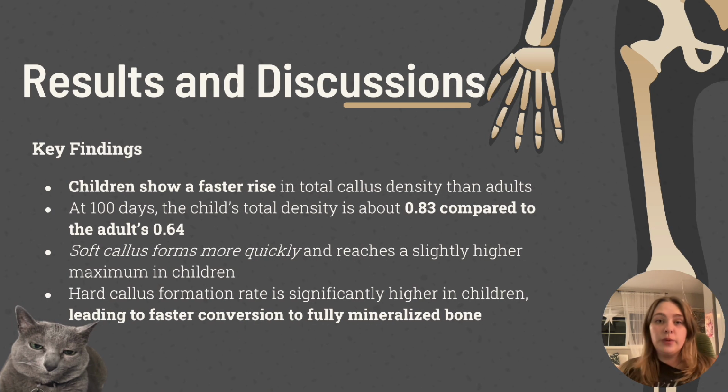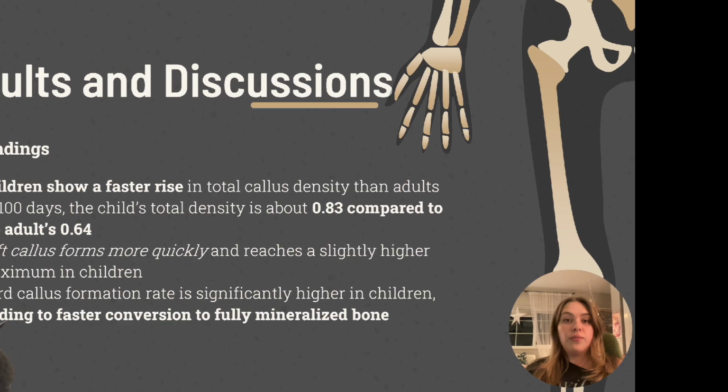As Sean explained, when we compare the healing curves for children and adults, the difference is very clear. By around 100 days, the child reaches a total density of about 83%, while the adult is only at about 64%. A lot of this comes from how the callus types behave. The soft callus, which is the early scaffolding, forms faster in children and gives an early advantage for the hard callus phase. So not only do kids build the initial structure sooner, but they also convert it into fully mineralized bone more efficiently. Overall, our model shows why children tend to heal noticeably quicker than adults.